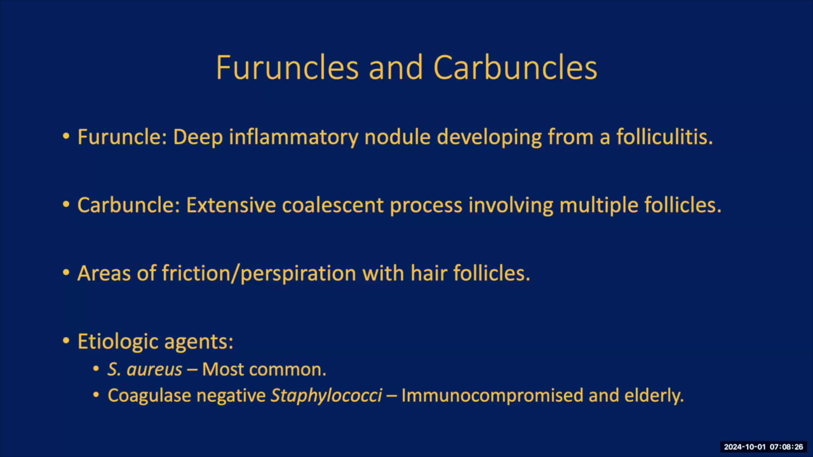Now, a typical risk factor is extensive perspiration and areas of friction. Basically, that's what usually predisposes to this and causes it. The most common organism for furuncles and carbuncles is Staphylococcus aureus. Typically, it's a pustular kind of infection. However, in other instances, other bacteria may be implicated as well: coagulase-negative staphylococci, and on rare occasions even streptococci and gram negatives.